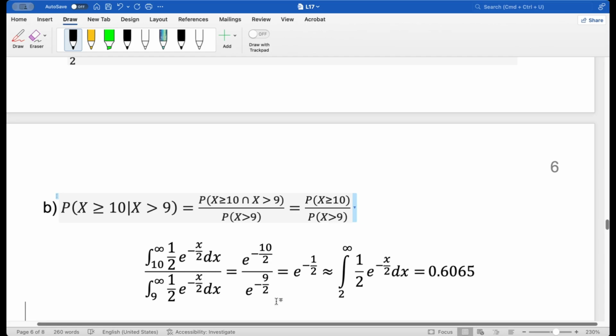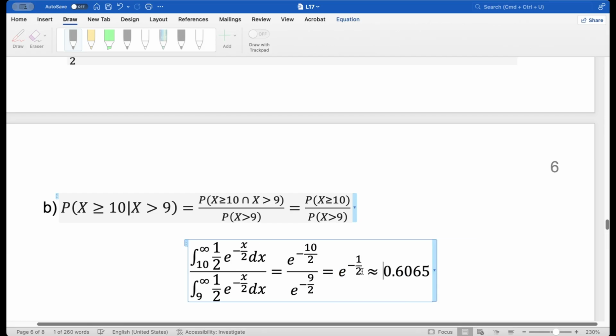So the 1/2s cancel out here. We can use the shortcut formula. It's going to be e to the minus lambda c. So it's e to the minus lambda, which is a half, times 10. Downstairs, it's e to the minus a half times 9. Subtracting those exponents here, negative 10 over 2 plus 9 over 2 is e to the negative a half, which is about 0.6065.